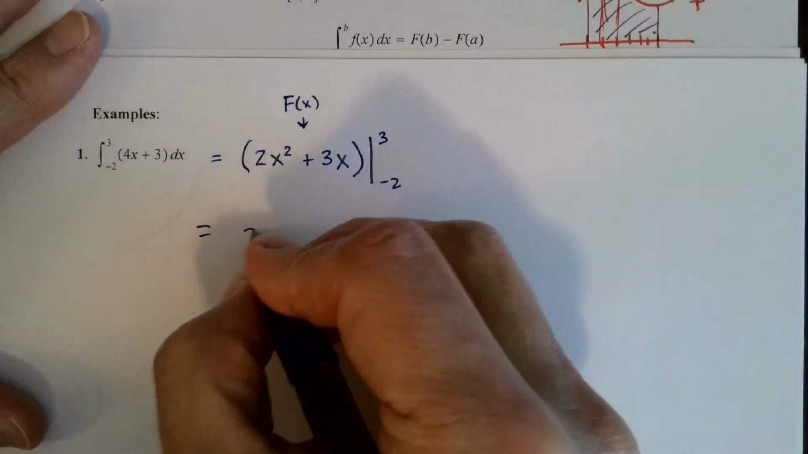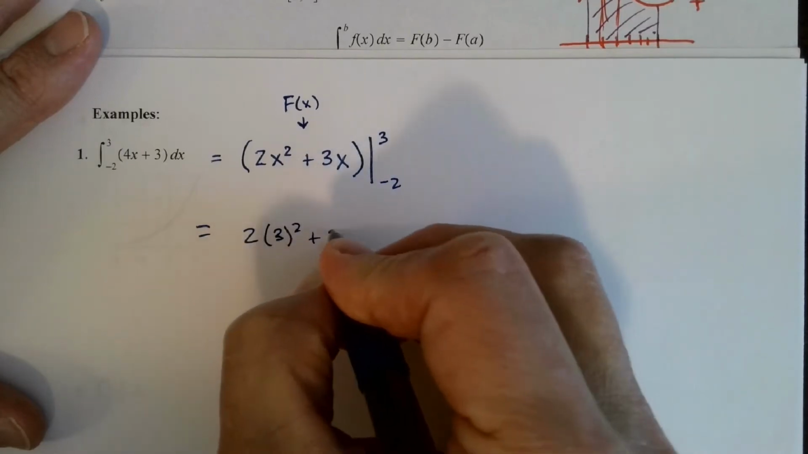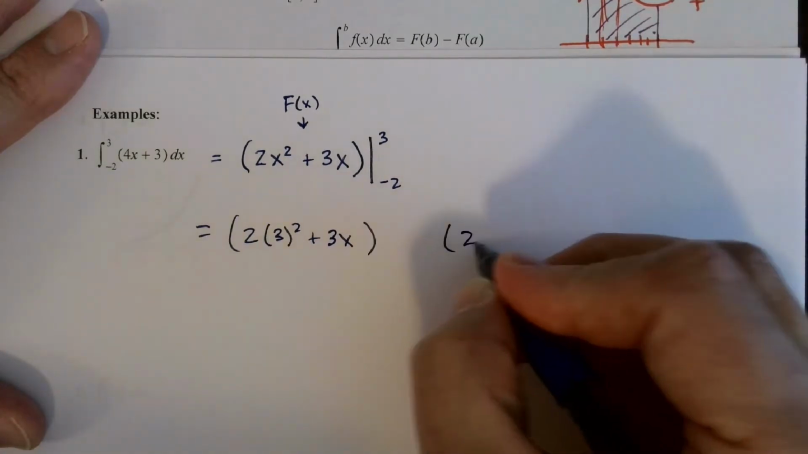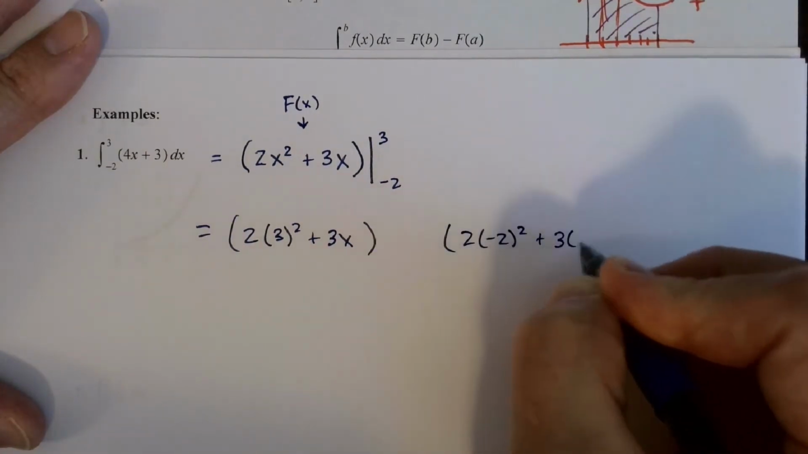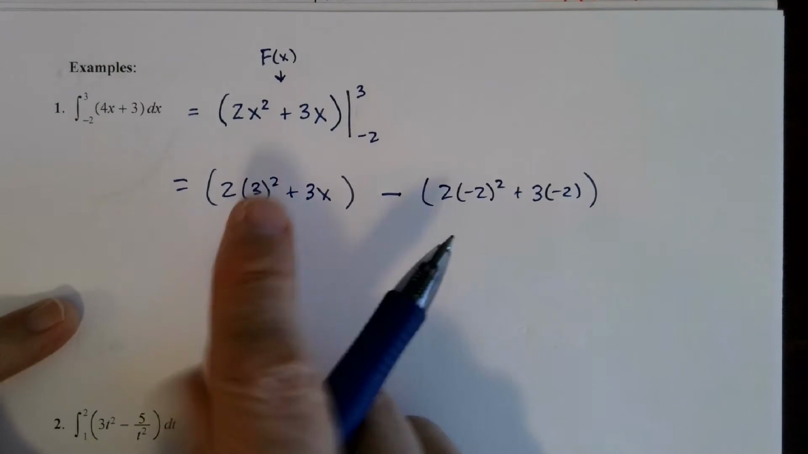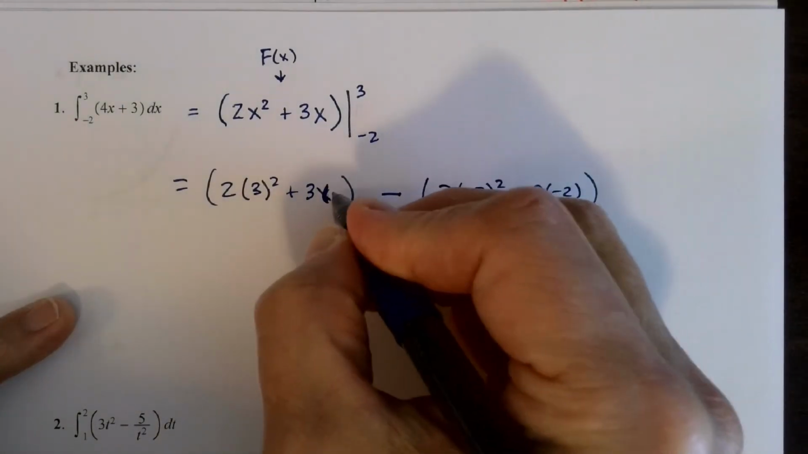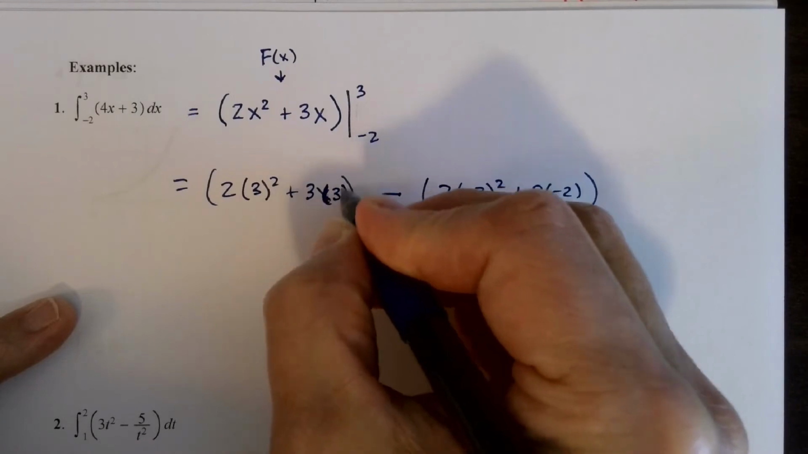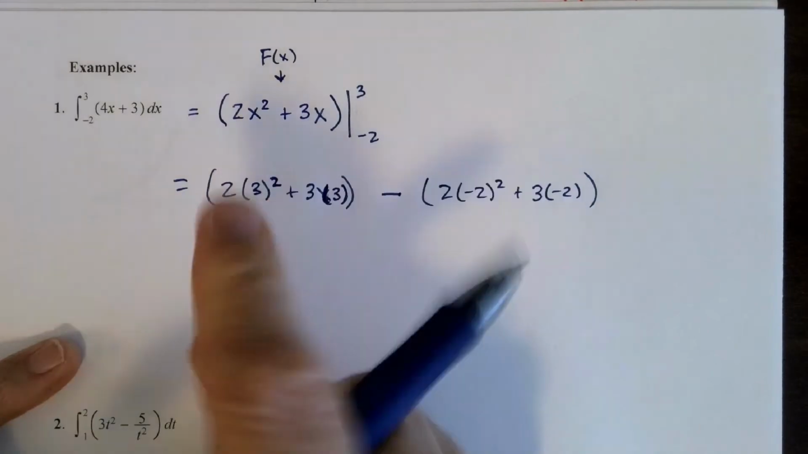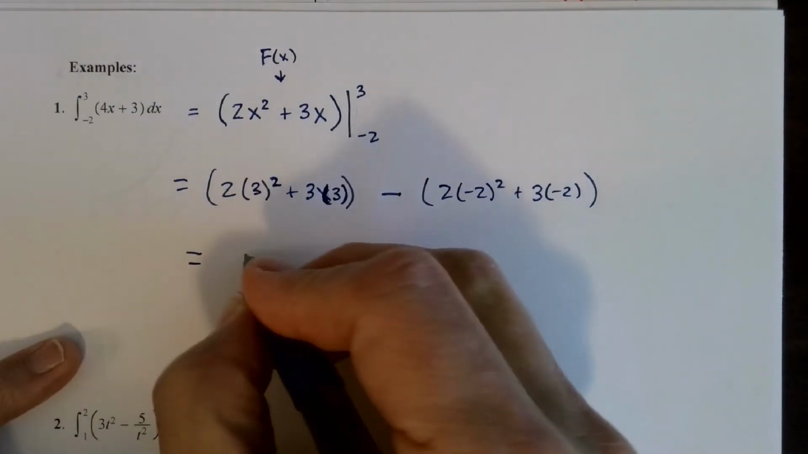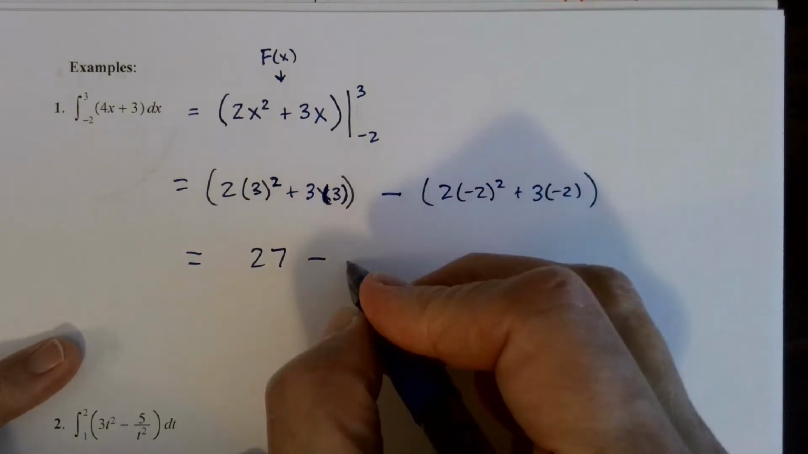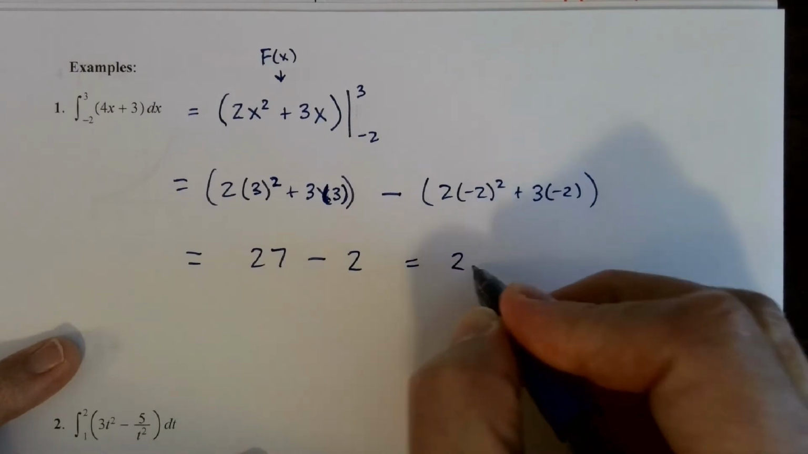And so this means plug in 3, plug in -2, and subtract. It's got to be in that order. Okay. So, well, plug in. Well, I didn't plug in here, did I? Plug in 3. Let's try that again. Plug in 3. Okay. Sorry. So here I get 3 squared is 9 times 2 is 18. 18 plus 9 is 27. Here I get 4 times 2 is 8. This is -6. 8 and -6 is 2. 27 minus 2 is 25.